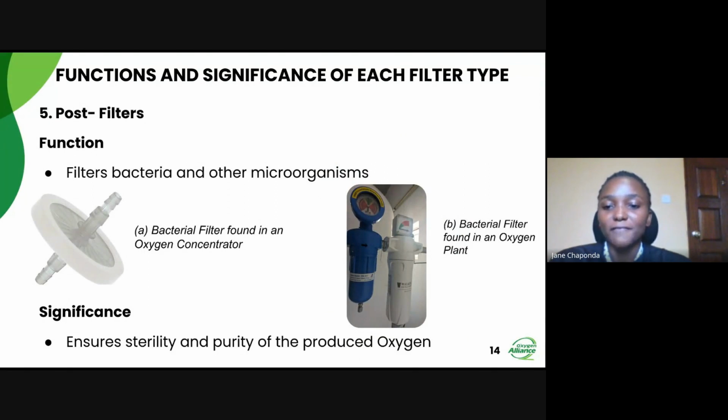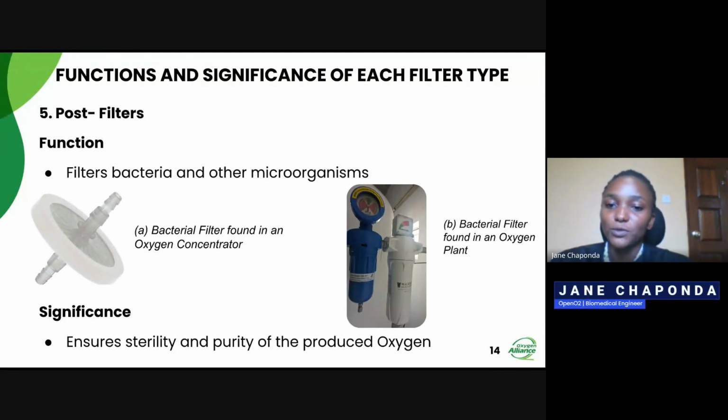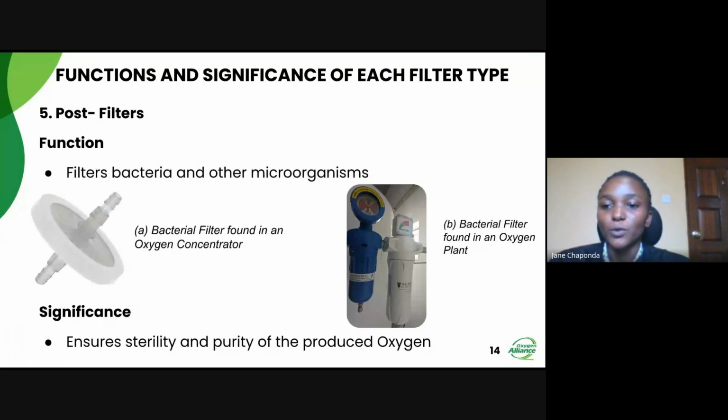Moving on, let's look at the final type of filters, which are the post filters. These ones remove bacteria and other microorganisms from oxygen. As you can see, the picture to the left is a bacterial filter used in oxygen concentrators. And the picture to your right is a bacterial filter that is found in oxygen gas plants. The bacterial filter in oxygen plants might look similar to the coalescing filters, but they are different. These ones use a specialized coating or materials with antimicrobial properties. So the significance of the post filters is that they ensure the sterility and also the purity of the produced oxygen, thereby contributing to the safety and also to the well-being of patients.